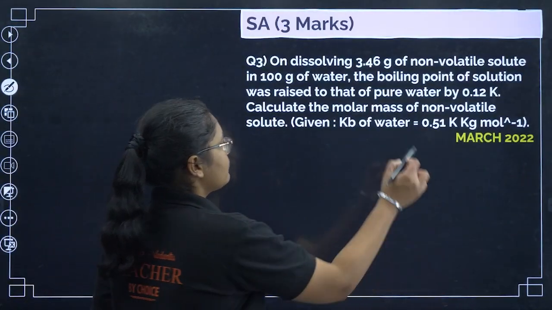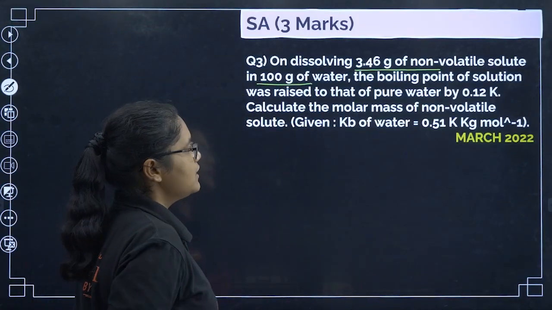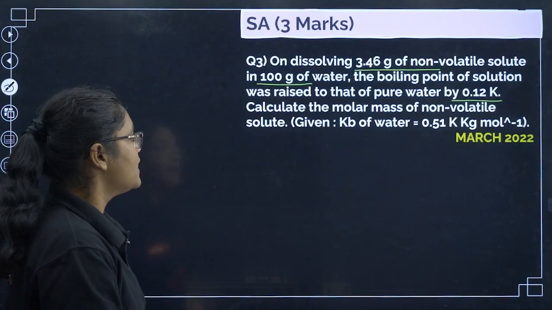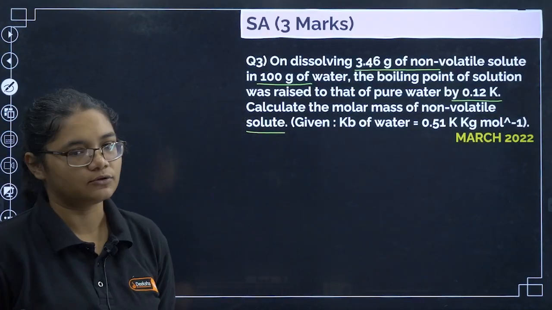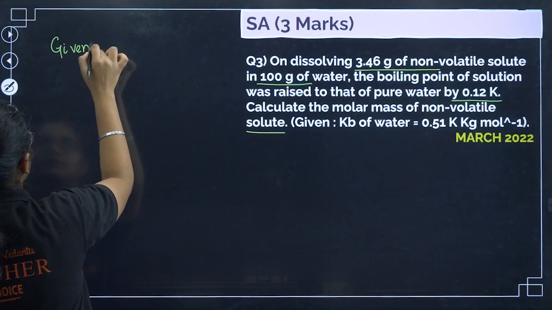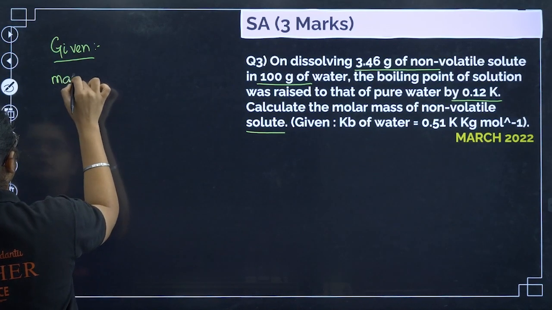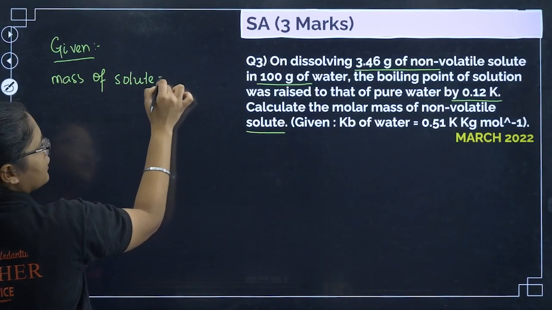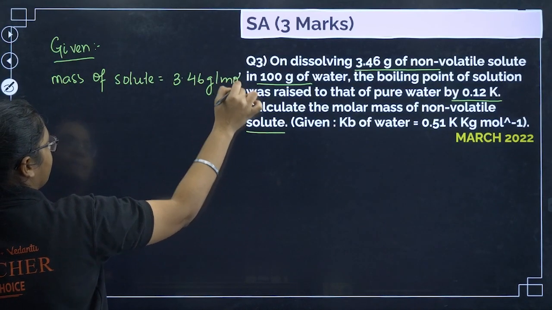On dissolving 3.46 gram of non-volatile solute in 100 gram of water, the boiling point of the solution is raised to 0.12 Kelvin. Calculate the molar mass of the non-volatile solute. Kb for water is also given. The same thing, first you have to write the given values. What are the given values here? We have first been given the mass of the solute, which is equal to 3.46 gram.